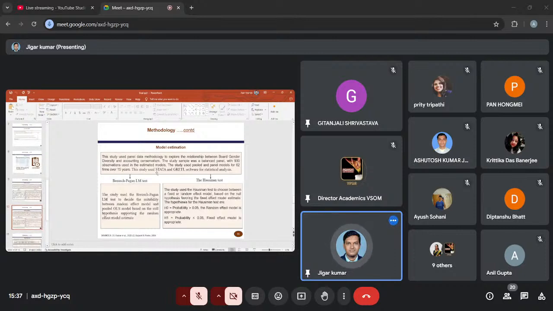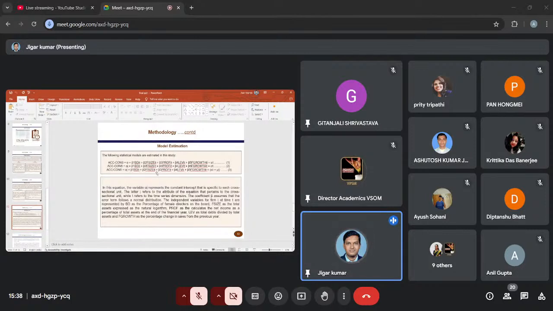I also use the Breusch-Pagan LM test to decide the suitability between a random effect model and a pooled OLS model, based on the null hypothesis supporting the random effect model estimation. And finally, I use the Hausman test to choose between the fixed and random effect models, based on the null hypothesis favoring the fixed effect model estimation. So this is my research methodology, and these statistical models are estimated in this study.